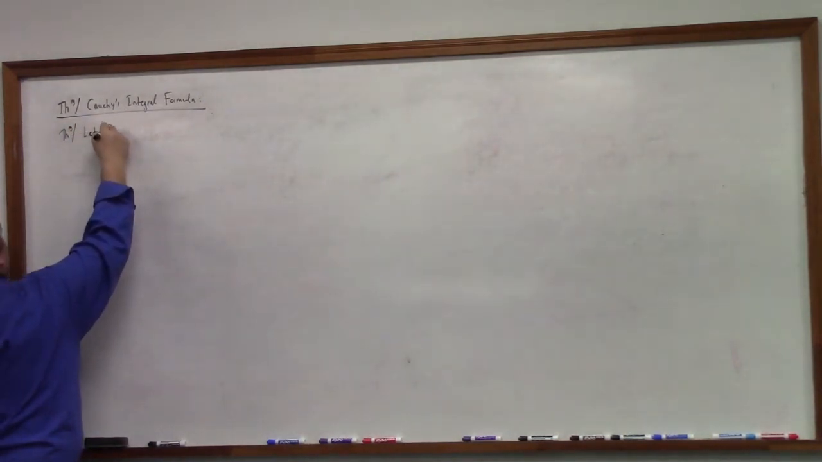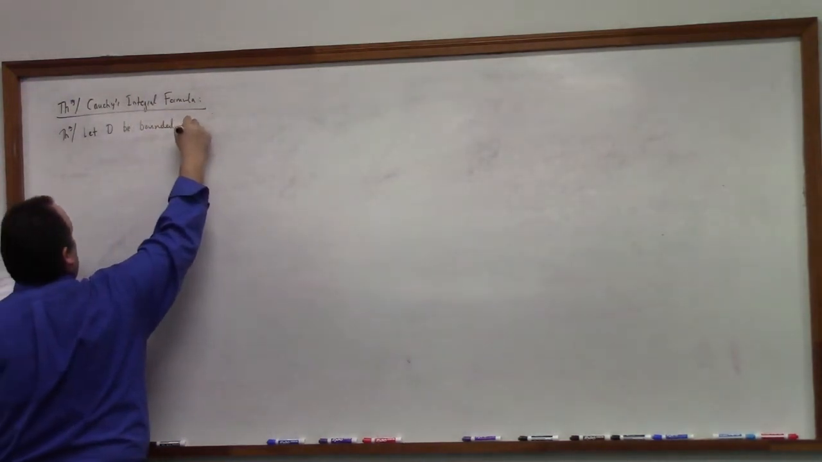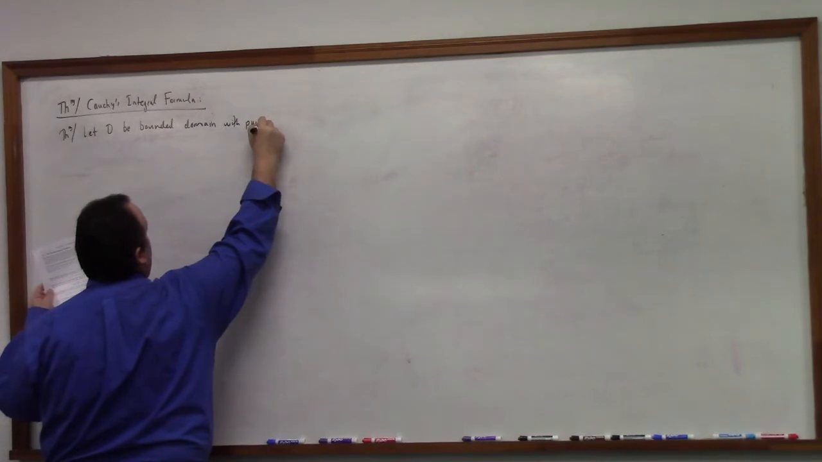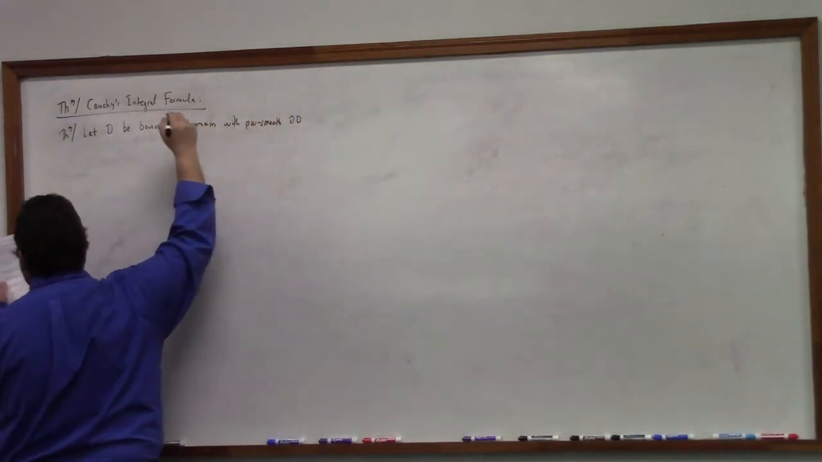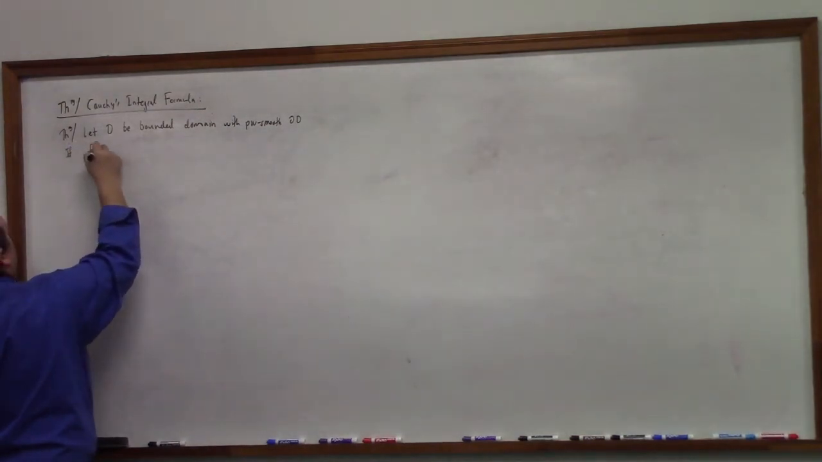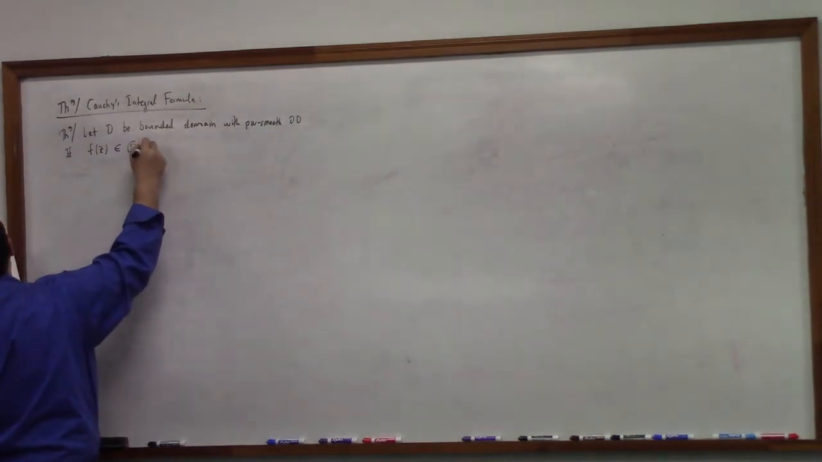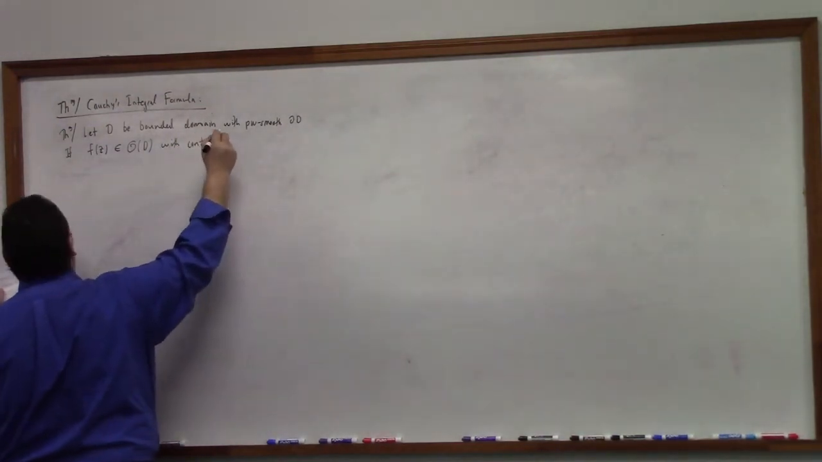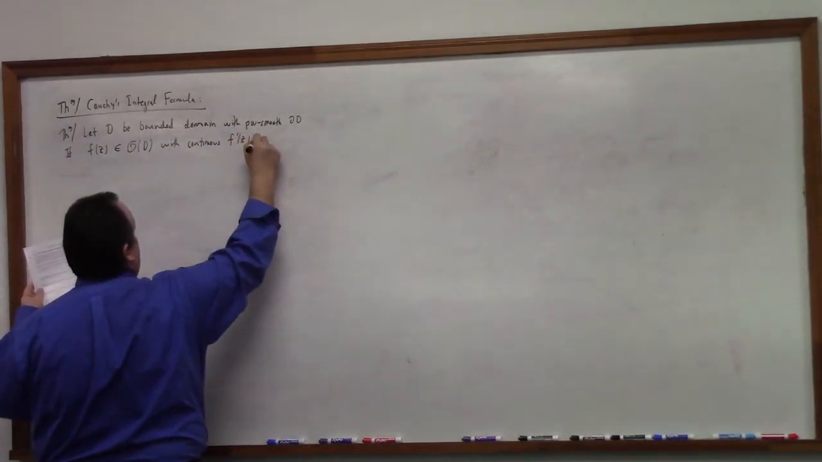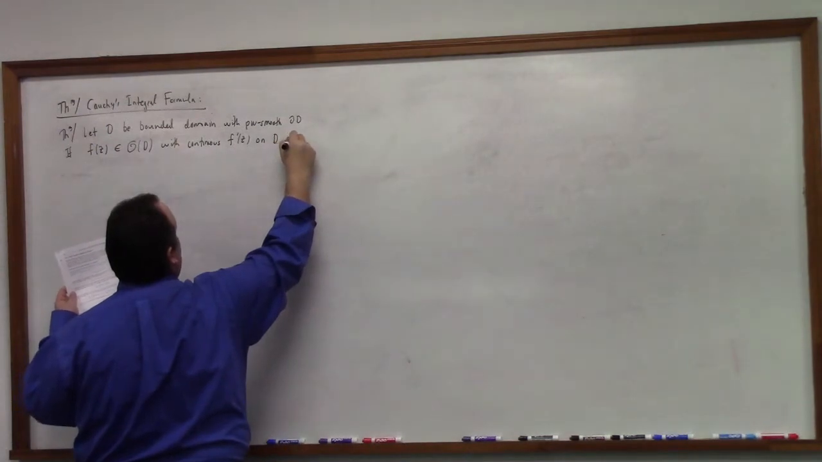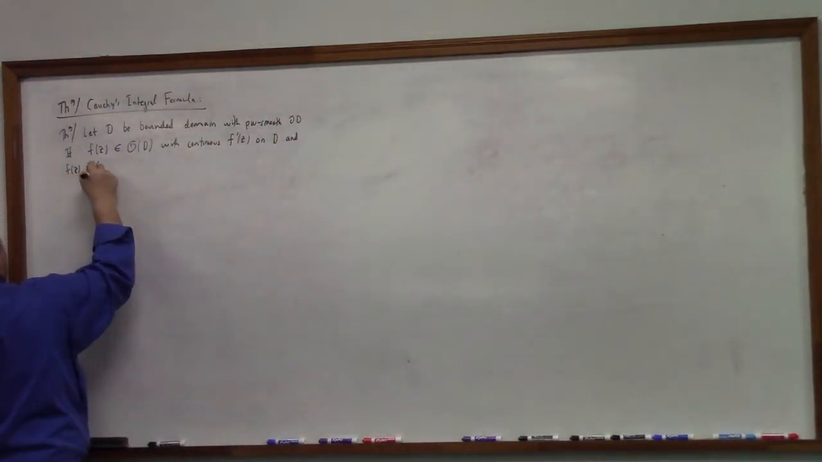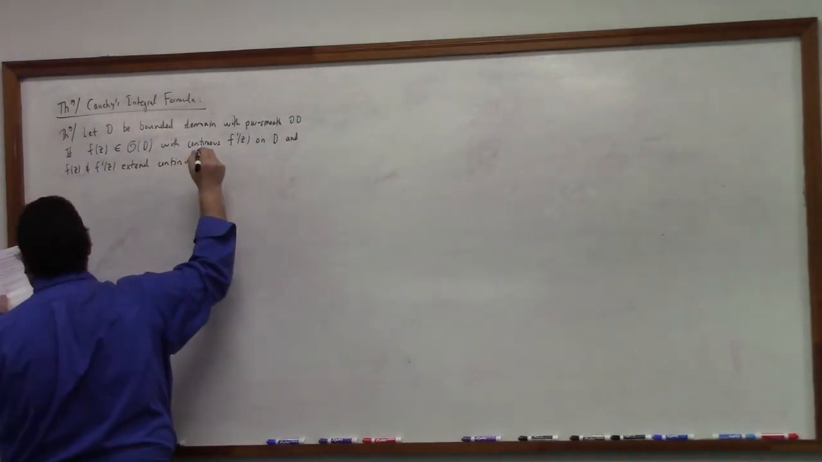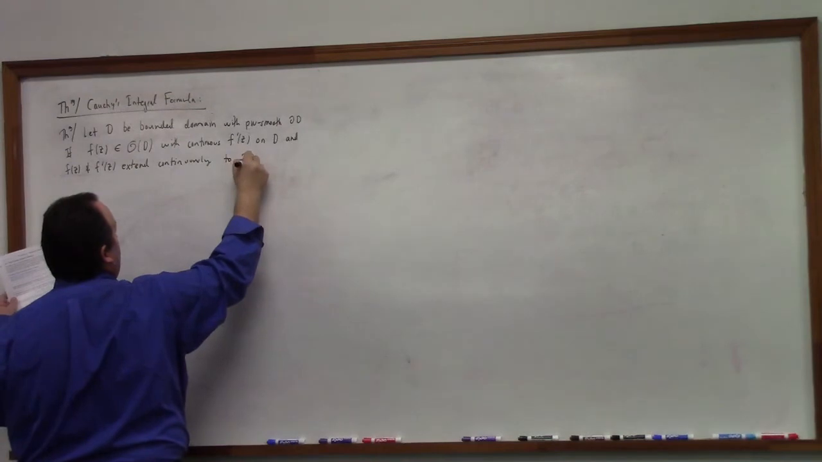Let D be a bounded domain with piecewise smooth boundary. If f of z is holomorphic on D with continuous derivative f prime of z on D, and f of z and f prime of z extend continuously to the boundary of D, right?